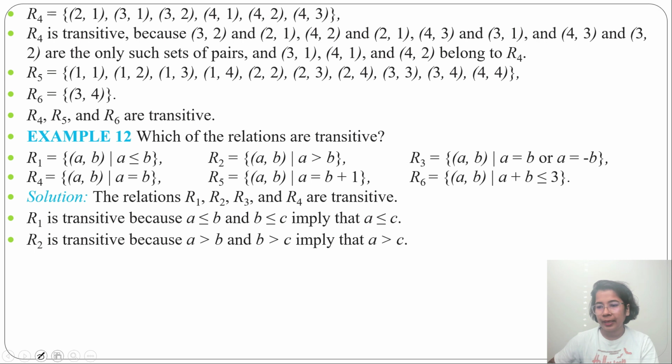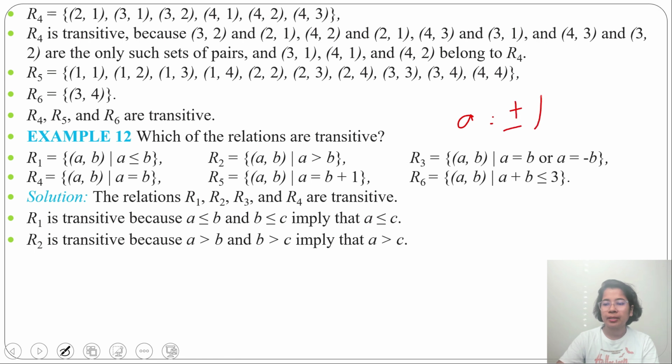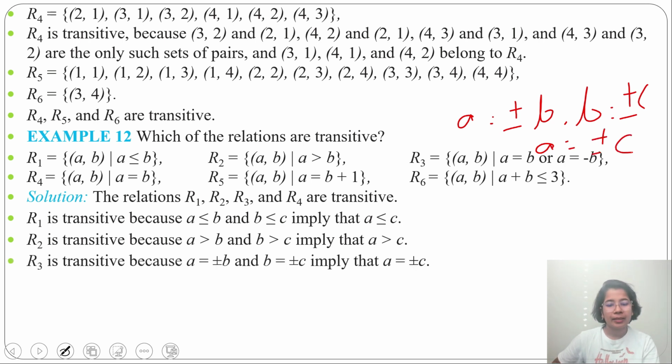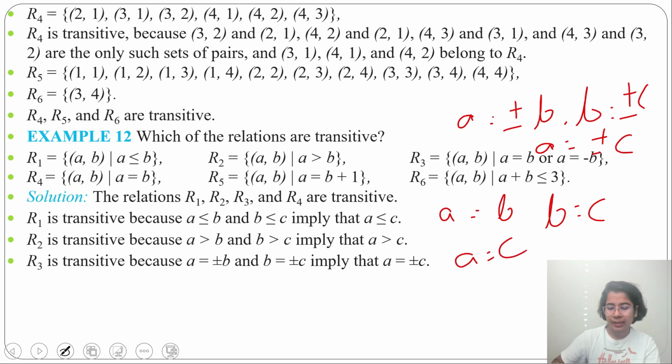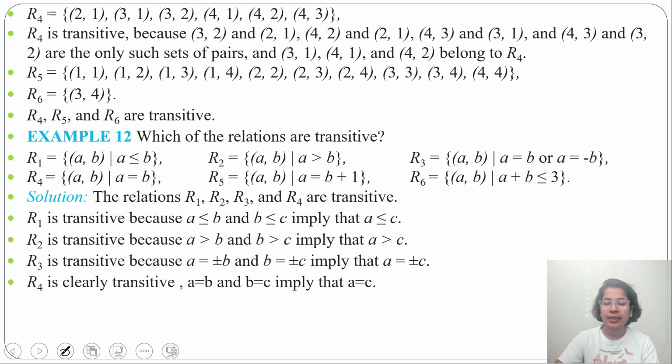Next R3, a equals b or a equals minus b. So a equals plus or minus b, b equals plus or minus c, then a can be equal to plus or minus c. Hence R3 is transitive. Now R4, a equals b, b equals c, then a equals c. It is transitive.